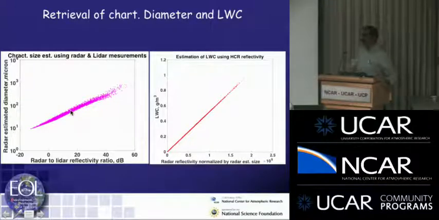Once you know the droplet size, then we could estimate the liquid water content. This figure shows liquid water content versus reflectivity normalized by the size that you estimated from that. The size is used, the dBZ values are normalized, and the liquid water content is estimated. This is the algorithm by which, using just radar and LIDAR backscatter measurements, we could estimate droplet size and liquid water content.